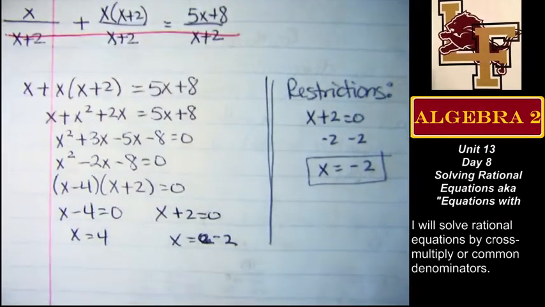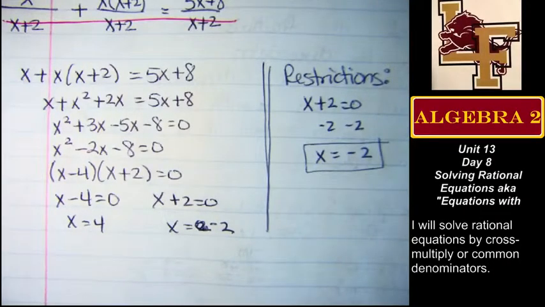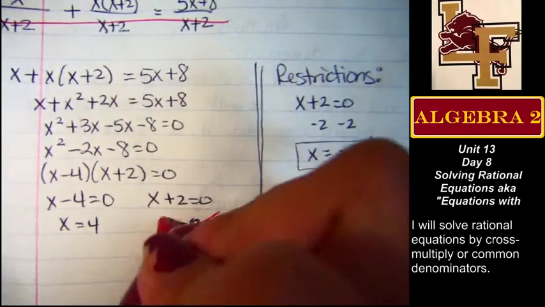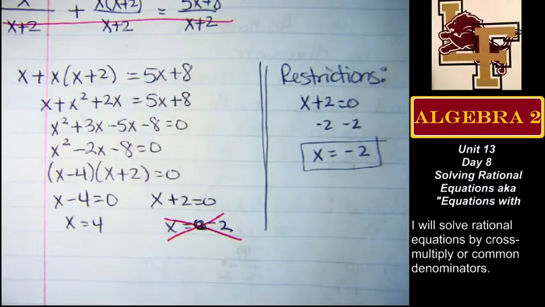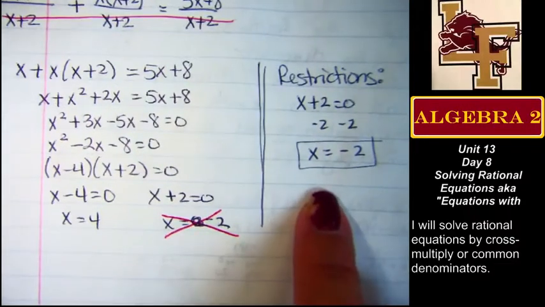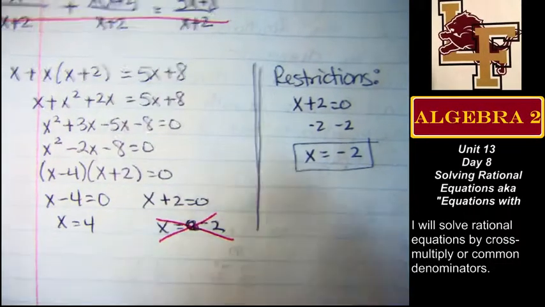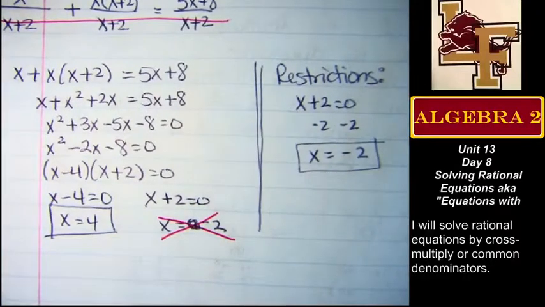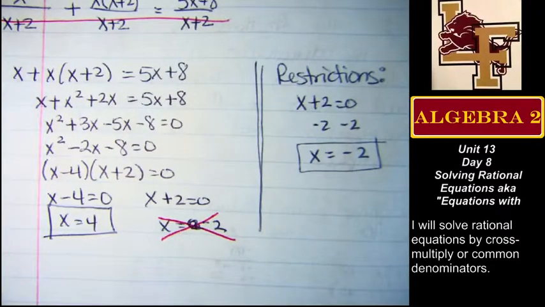Looking at my solutions, do I have a solution where x is negative 2? Yes, that cannot be an answer because it matches a restriction. So even though when I solved my equation it looked like it was a possible answer, my restriction says no, it's not. This has one solution. Okay? I want to do at least one more. Are there any questions on this before I hit the next example?